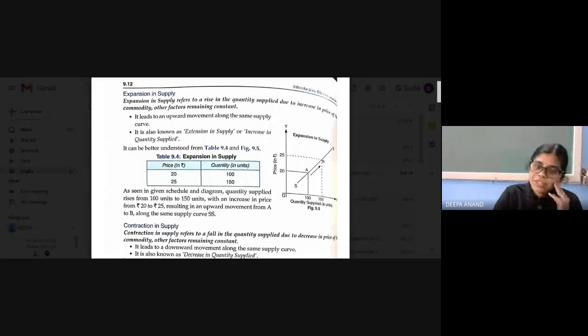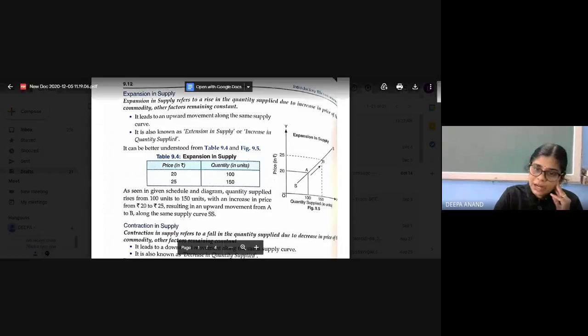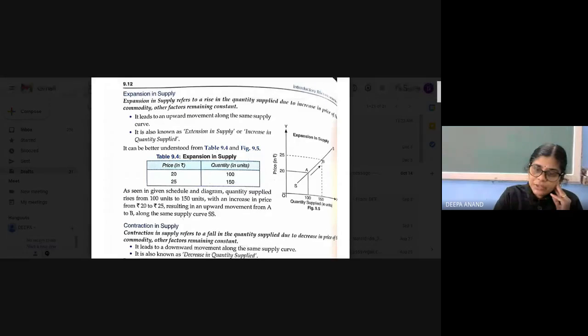Then give an example: price 20, 25, quantity 100, and definitely there will be more supply at 25 than at 20, that you keep in mind. 20 has 100, 25 has 150. That is the schedule you have been given here. So accordingly, you draw this graph. Here price 20 to 25, here quantity 100 to 150.